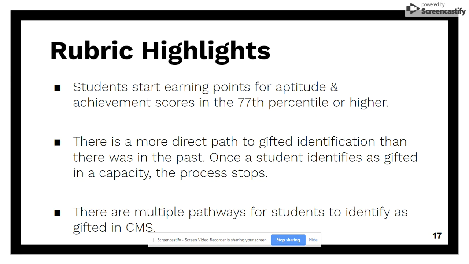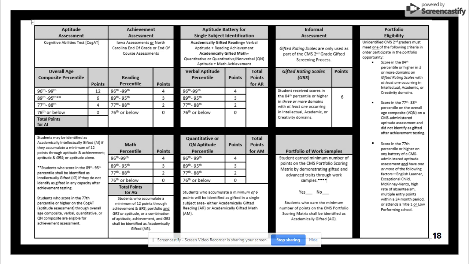When you look at the identification rubric on the next slide, you will see that students start earning points for aptitude and achievement scores in the 77th percentile or higher. Once a student identifies as gifted in any capacity, the process stops. We do not want to continue to test kids unnecessarily. There are multiple pathways for students to be identified as gifted. This is the rubric we use for identification. There are many pathways for identifying as gifted in CMS. If you'd like more time to look at it, you may pause now.